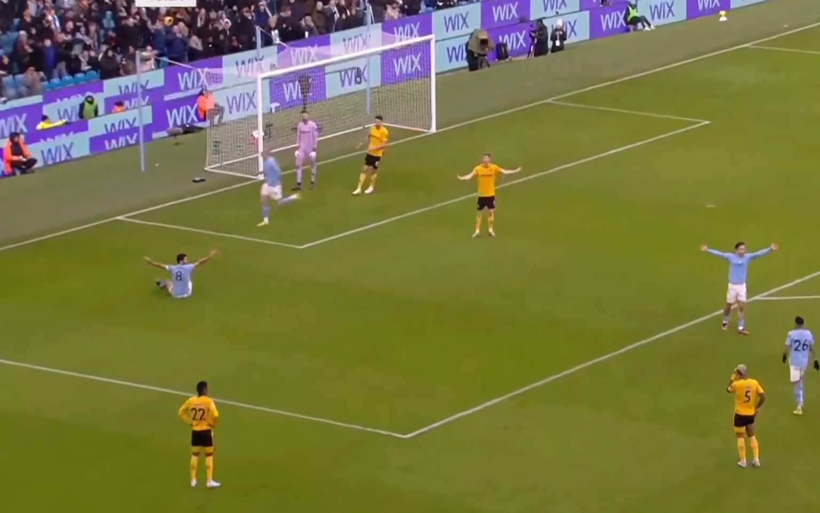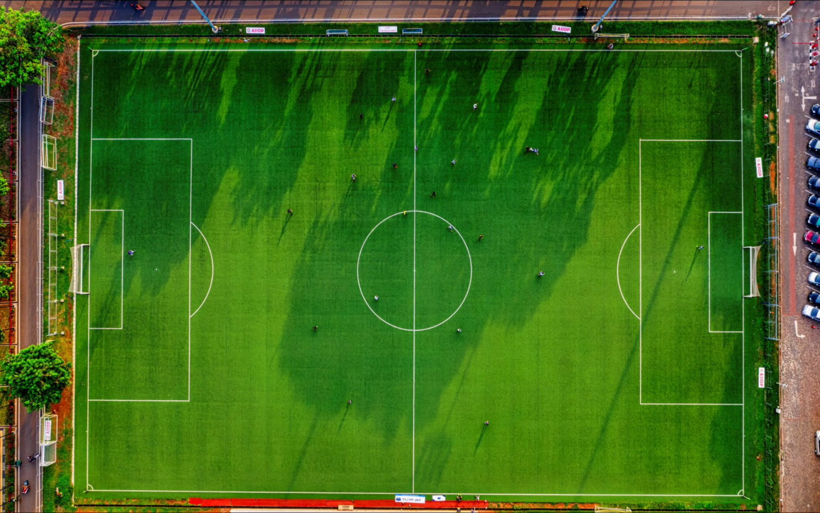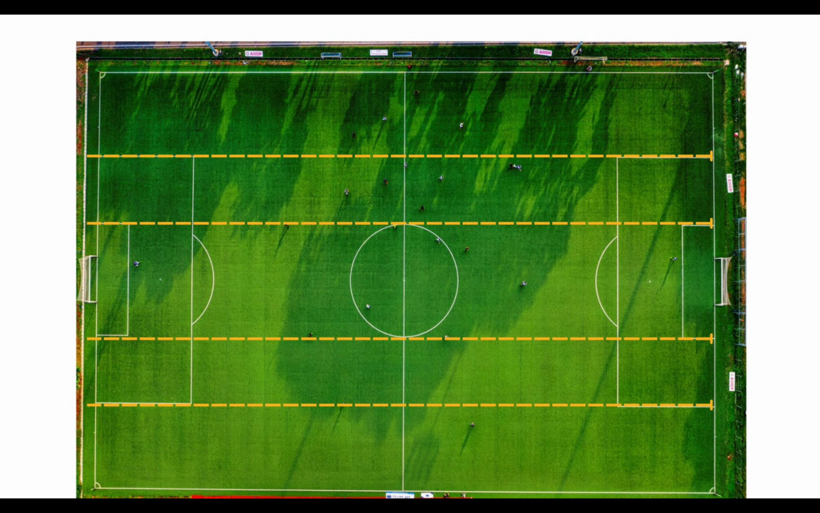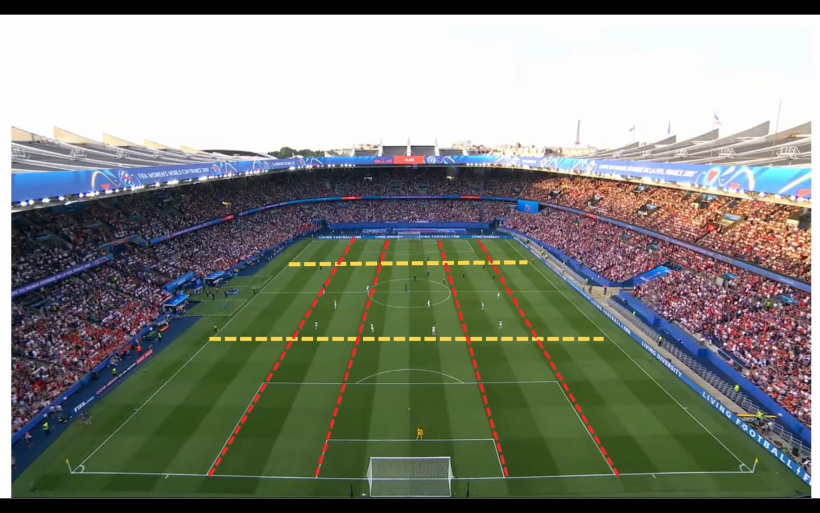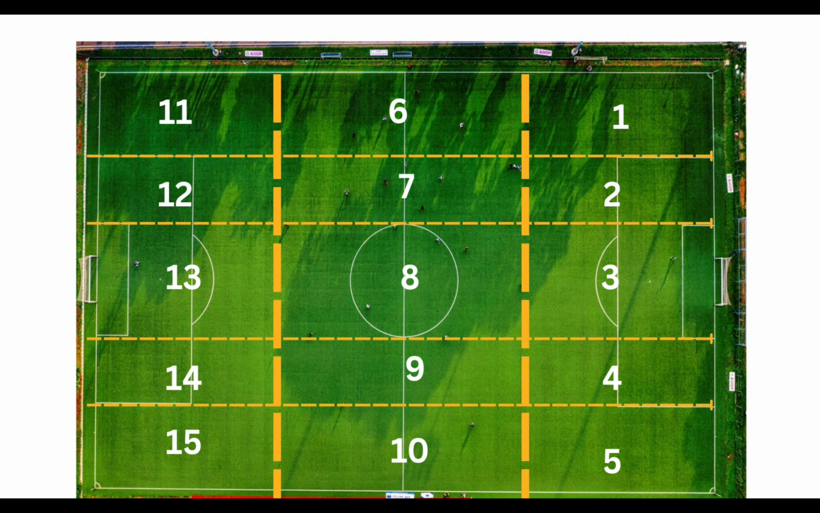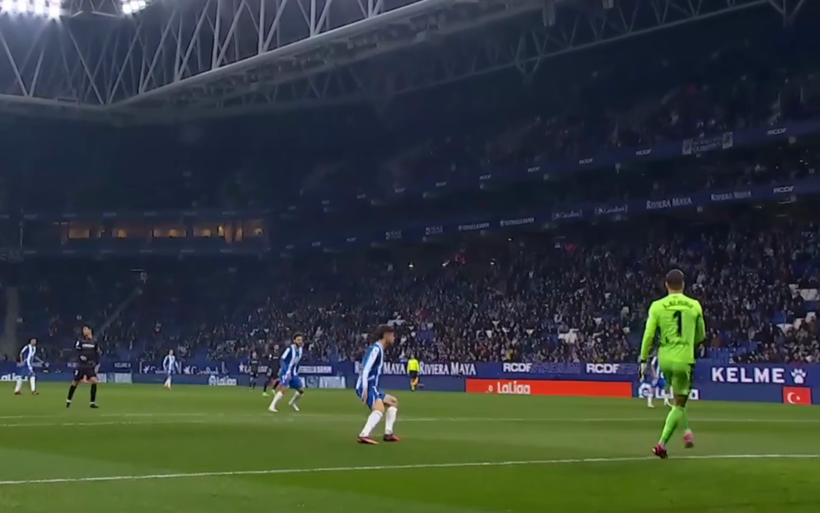So far in this video, we have moved from a simplistic view of the football pitch as one big piece to seeing it in terms of channels and zones. If we put all this together, we get 15 basic spaces, which will be useful to understanding positioning on the field.